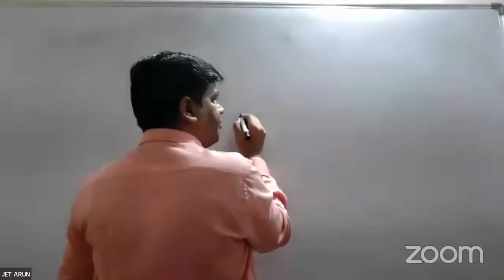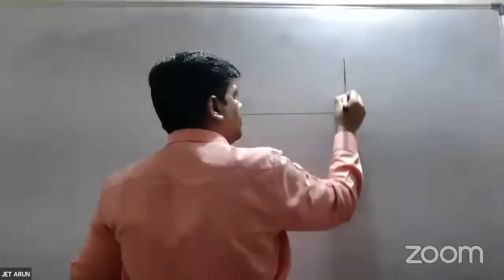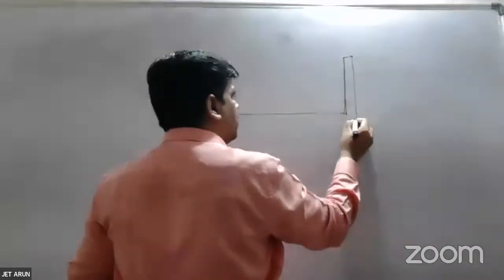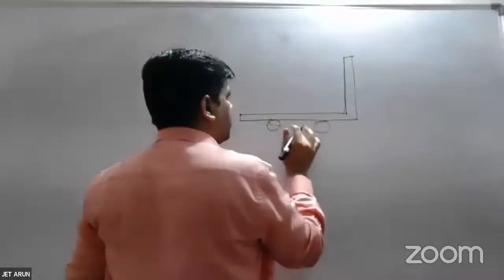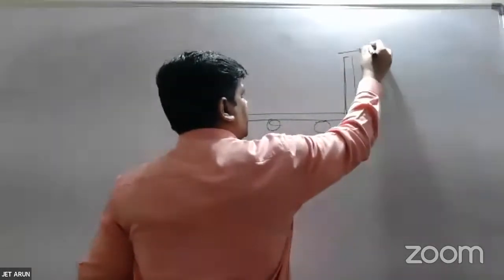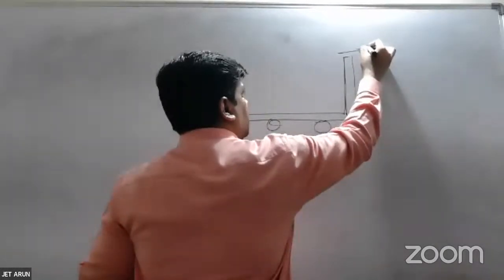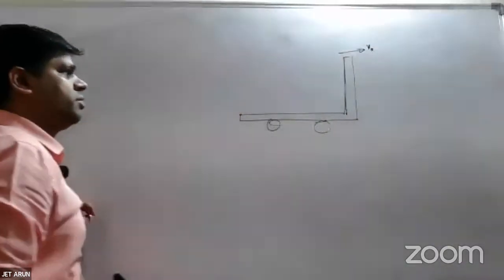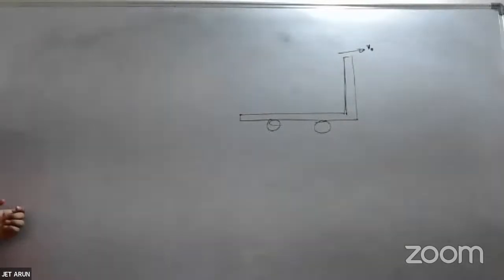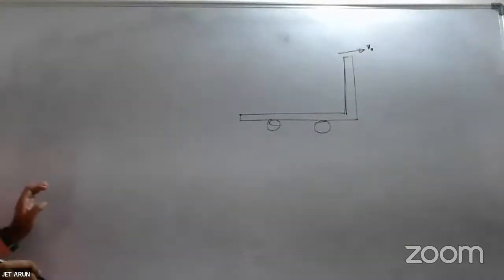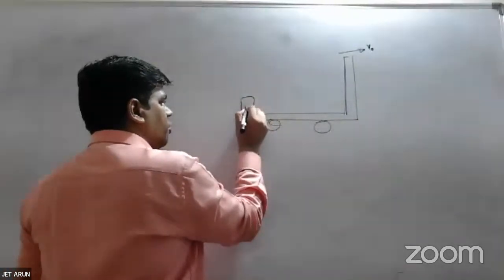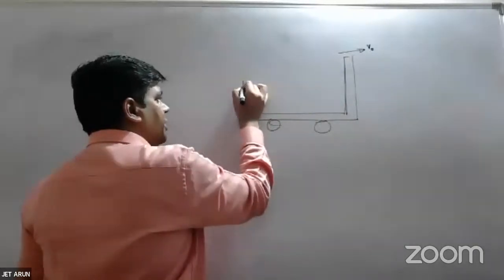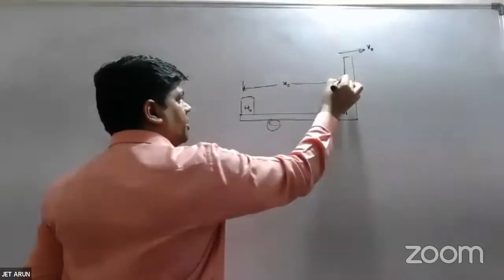I've got a truck. This truck is initially going with velocity v naught. Now, there is a block over here, a block of mass m naught, kept at a distance of x naught from the wall.